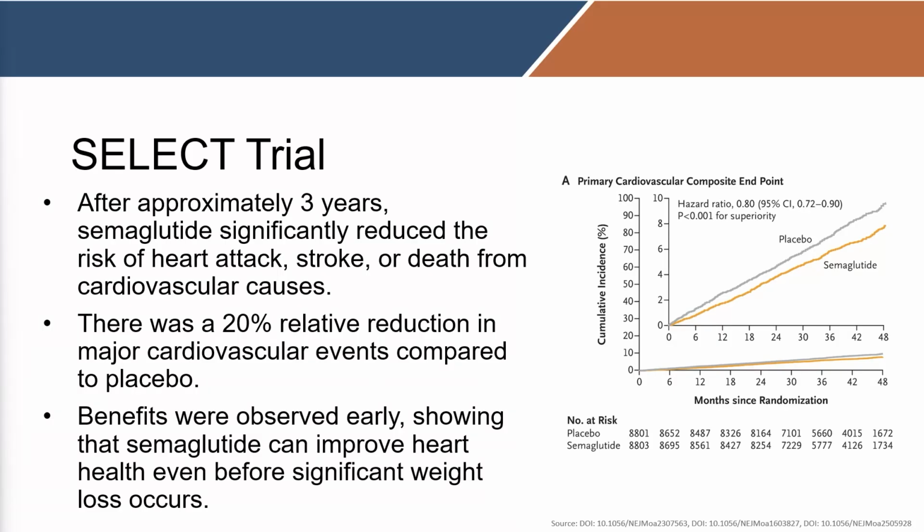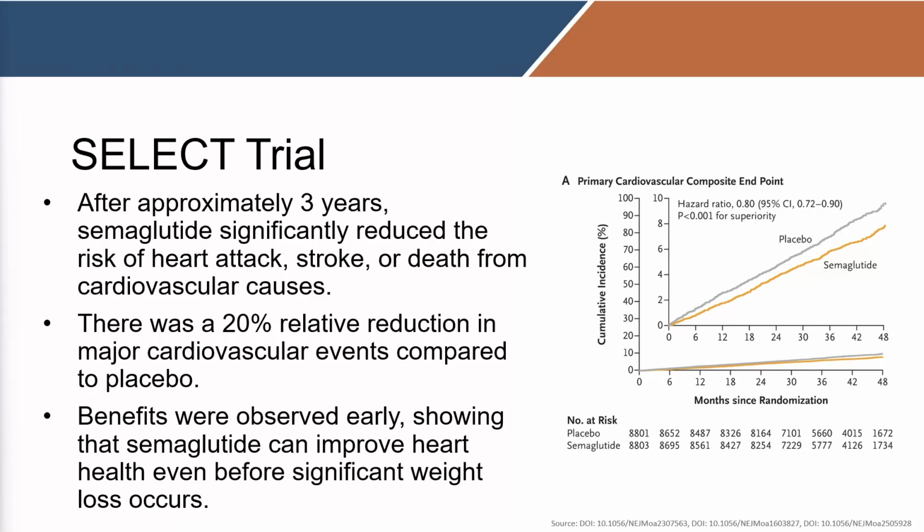And this could suggest that semaglutide has weight-independent effects on the heart, meaning that it improves cardiovascular outcomes not solely through weight reduction alone, but also through other metabolic and vascular mechanisms. So SELECT showed us that there's strong evidence that effective treatment of obesity can directly improve heart health and offers another tool to reduce cardiovascular risk for patients with overweight or obesity.